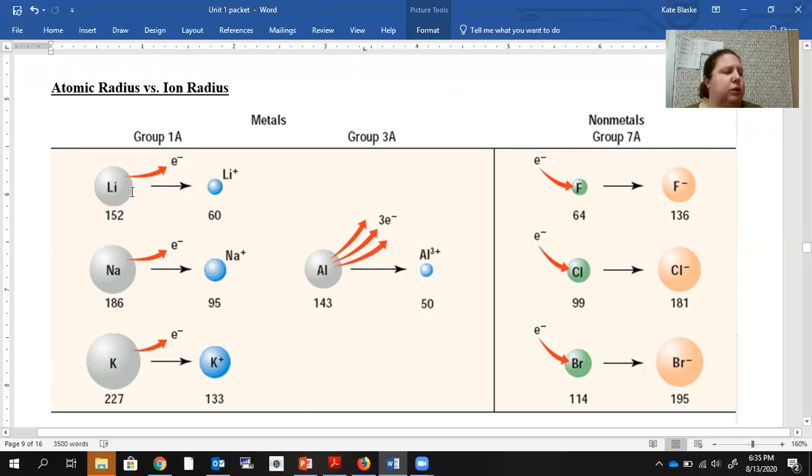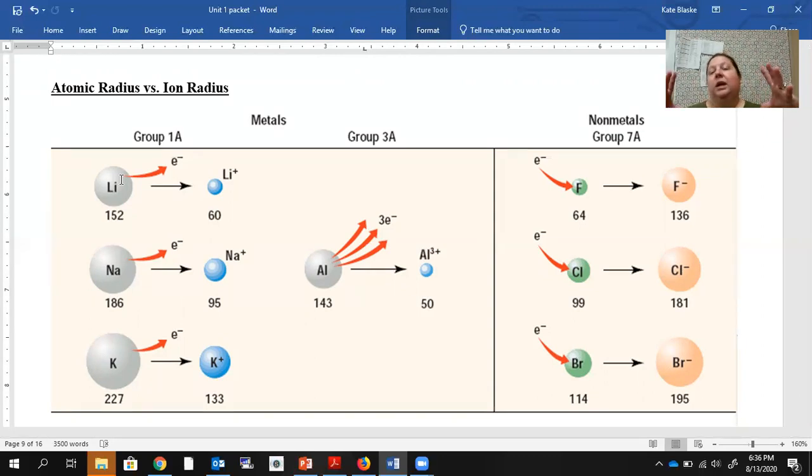And when lithium loses an electron, that outermost valence electron that it loses is in the 2s sublevel. So when it loses that electron, that 2s sublevel is now empty, meaning that the closest energy level to the nucleus is now the 1s. Because that 2s is no longer occupied, 1s is the level we're looking at, that automatically makes the atom smaller.